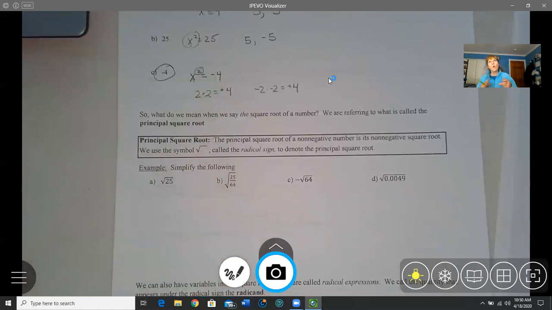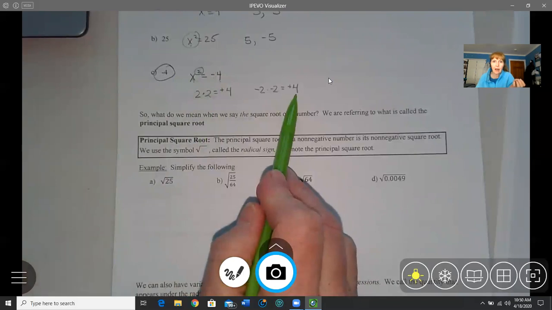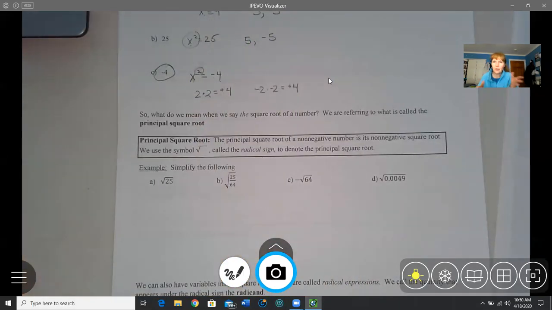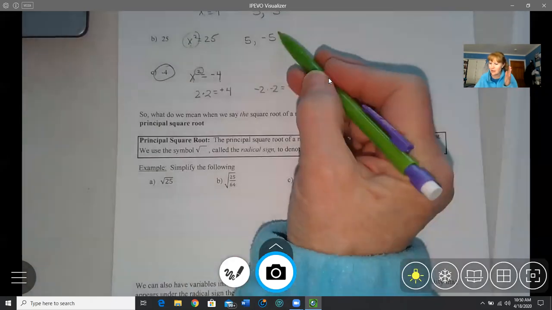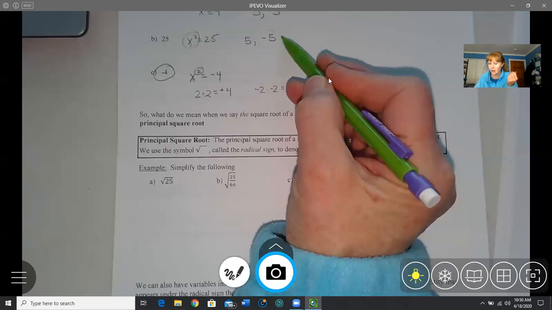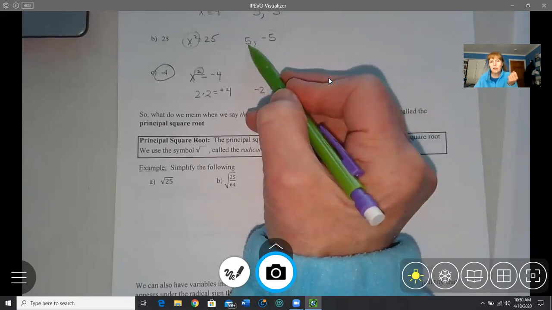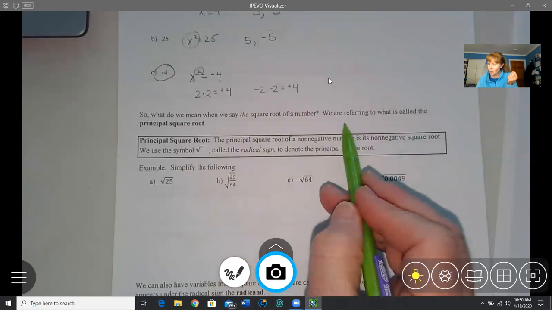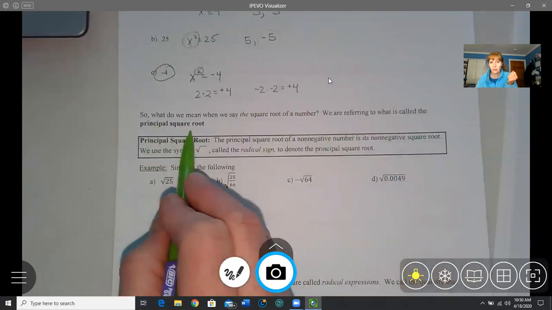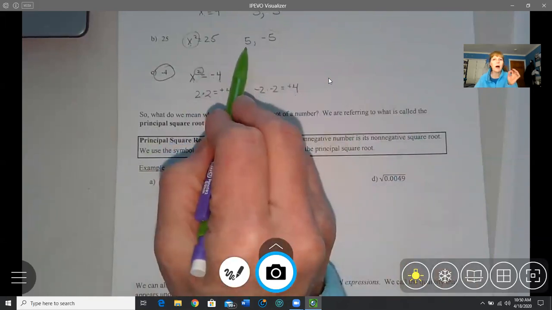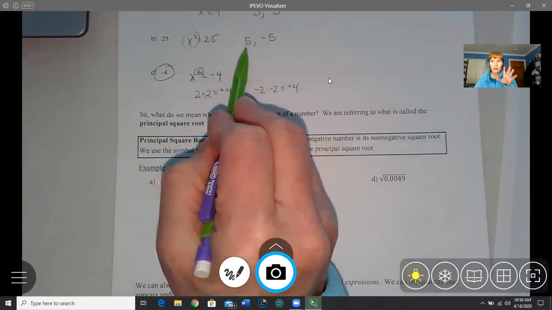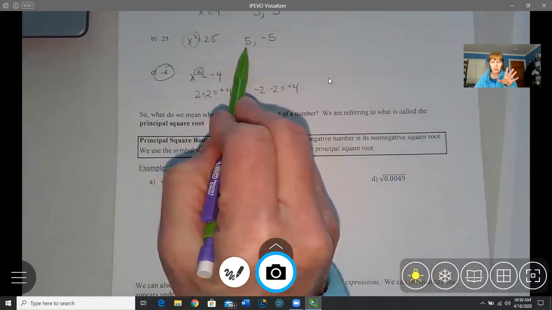Well, when we simplify these, we don't want to be doing everything twice. We've already done that in absolute values, where we've had a 5 and a negative 5. We've already dealt with that. So what we do is we look at what's called the principal square root. So we're going to eliminate looking at this part of the solution, even though we know it's there. When they say find the principal square root, we're actually finding just the positive one. That's all.